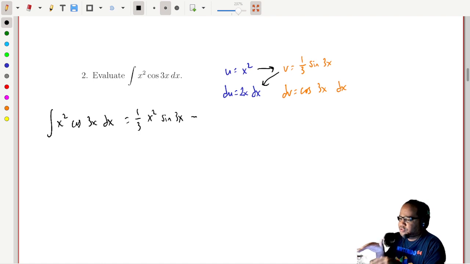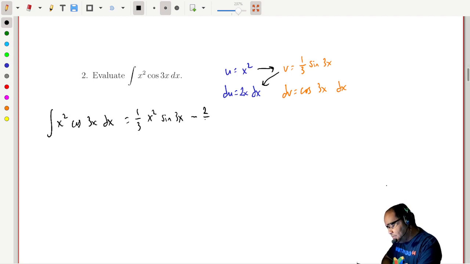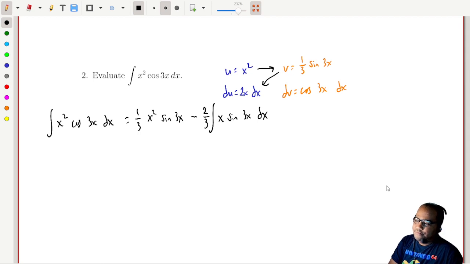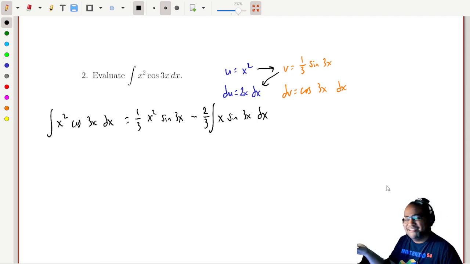Let's go ahead and push some of those constants out. So we have a 2 and a 1/3 there. Those smash together to a 2/3. So we'll have 2/3 times the integral of x sine 3x dx. Just give up here? No, we can just use integration by parts again, okay? So that's what we'll do here.